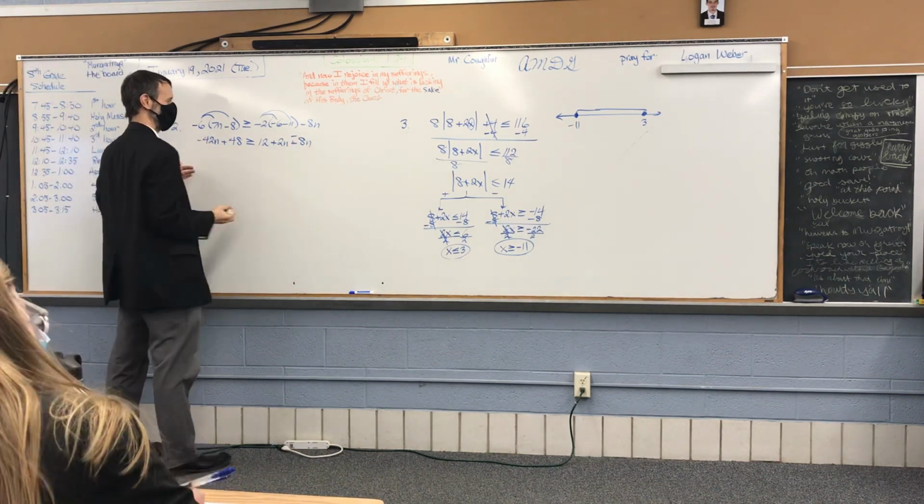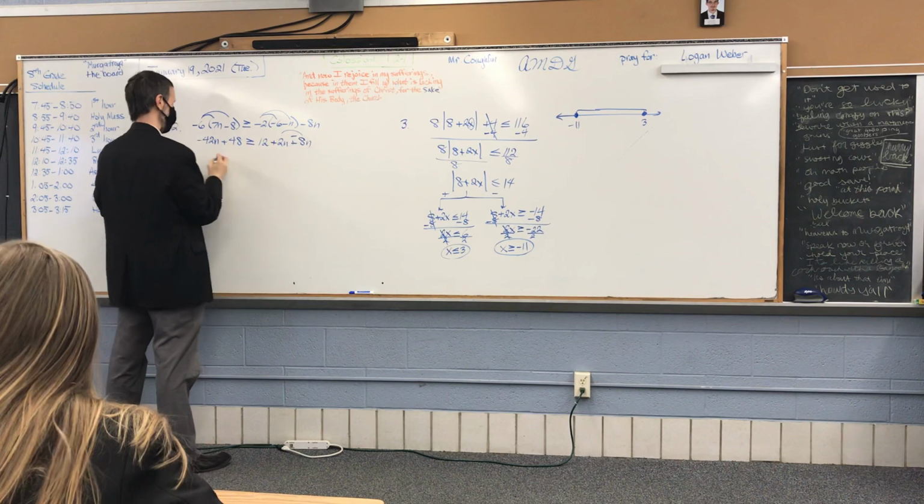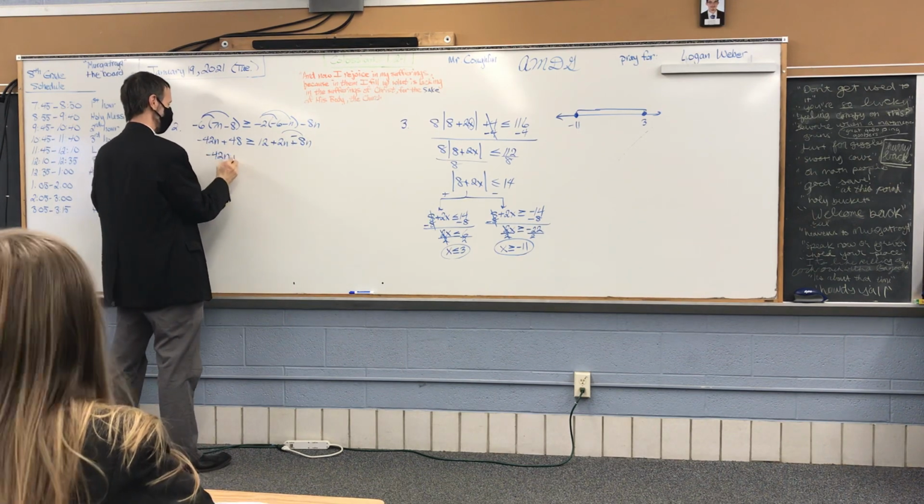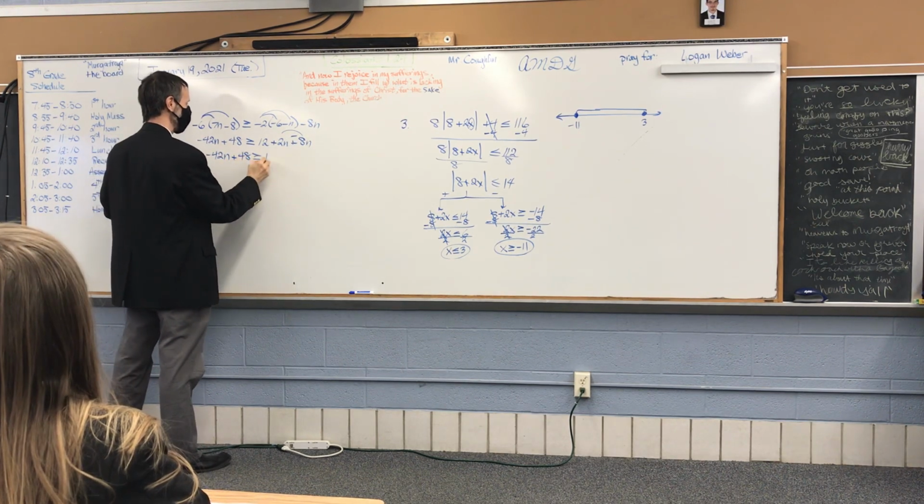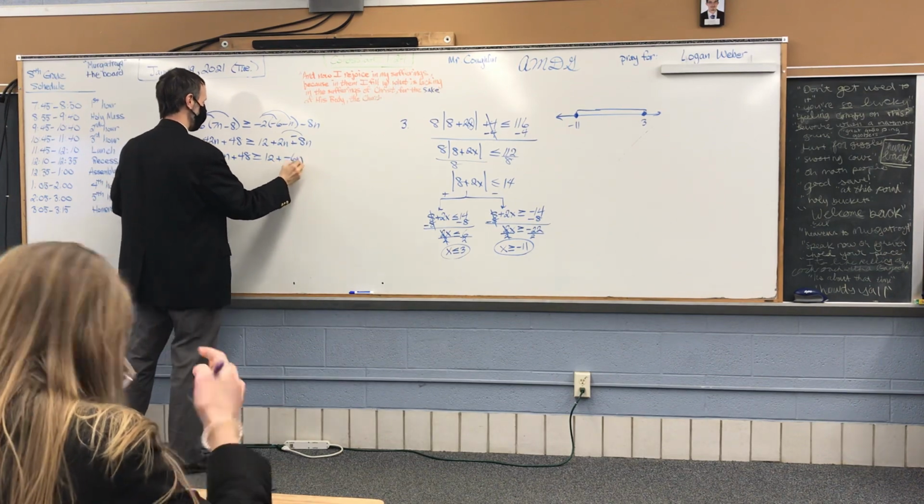Anything else you combine? 2n plus negative 8. Good, is what? Negative 6n. Good. Negative 42n plus 48 greater than or equal to 12 plus negative 6n. Okay, keep going.